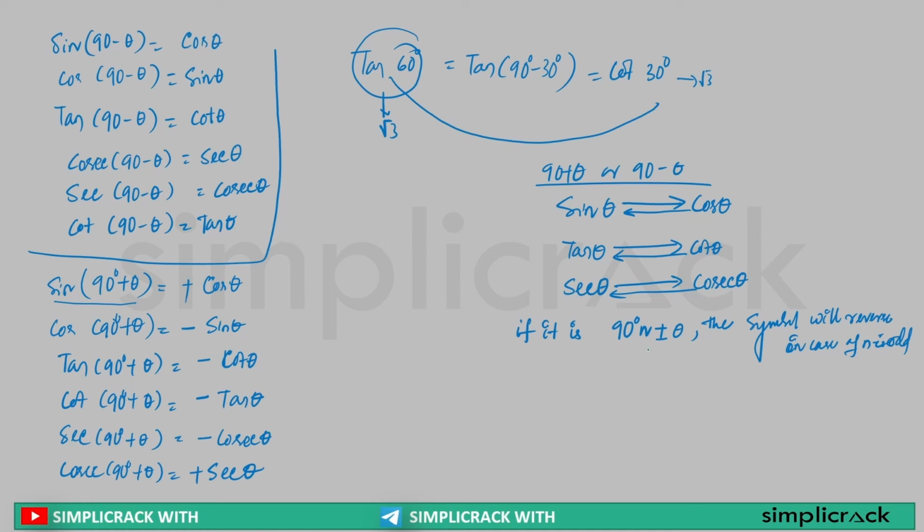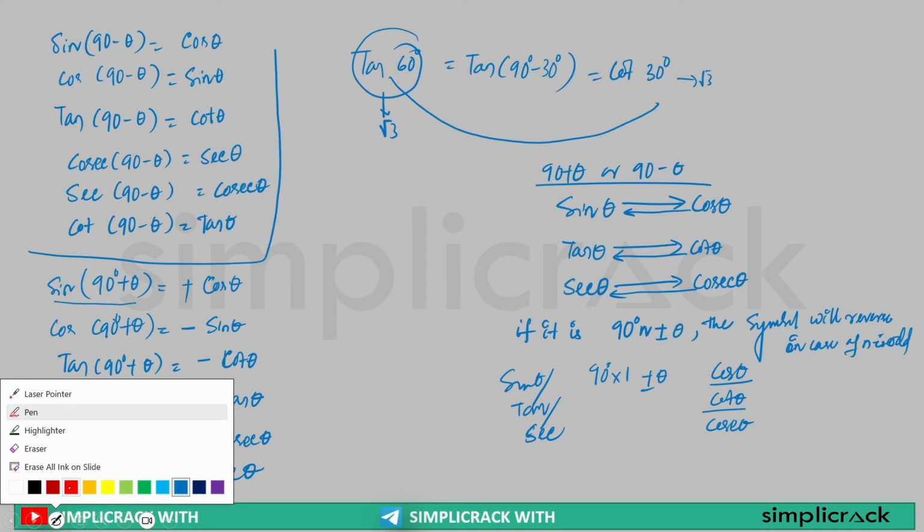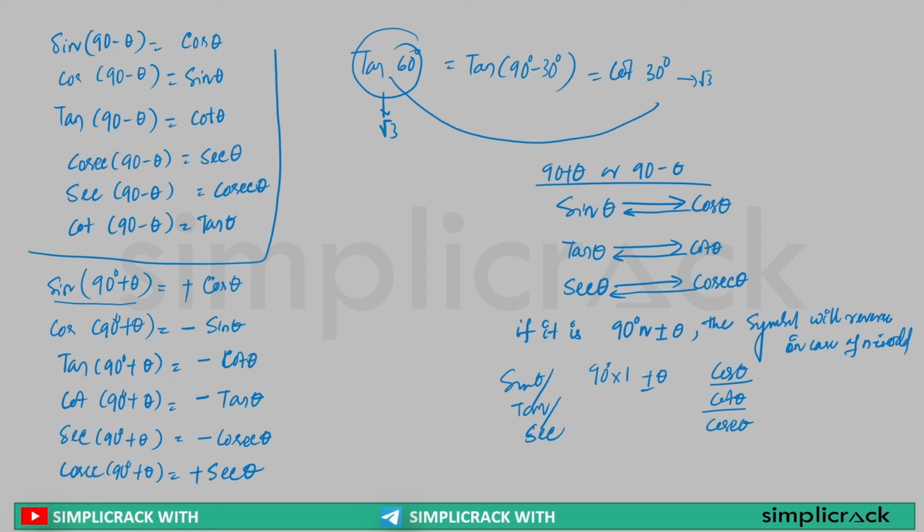In case n is odd, that means if I multiply 90 degrees into 1 plus theta or minus theta, sin theta, tan theta, sec theta will convert to cos theta, cot theta and cosec theta. If it is 1, 3, 5, 7, 9, 11, then the function will change. But if it is 2, 4, 6, then it won't change. So remember this.